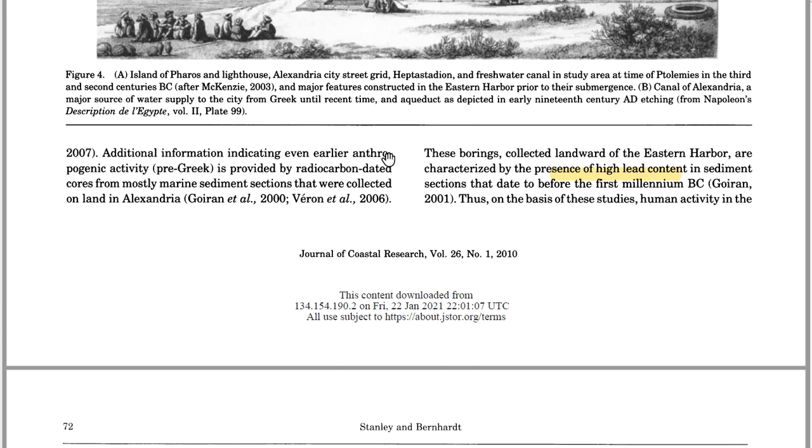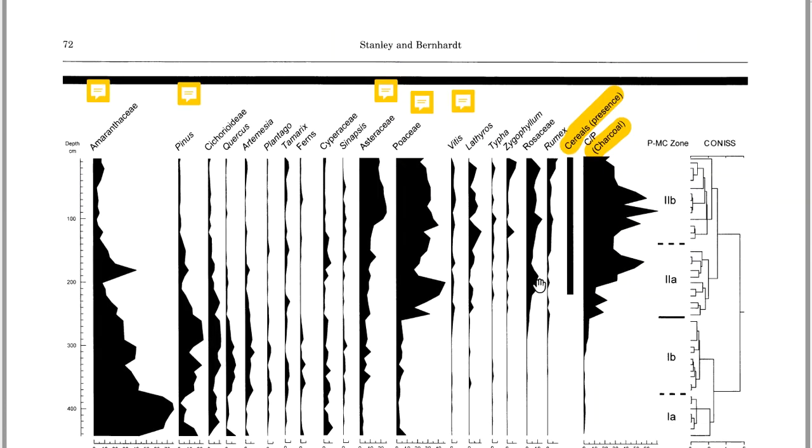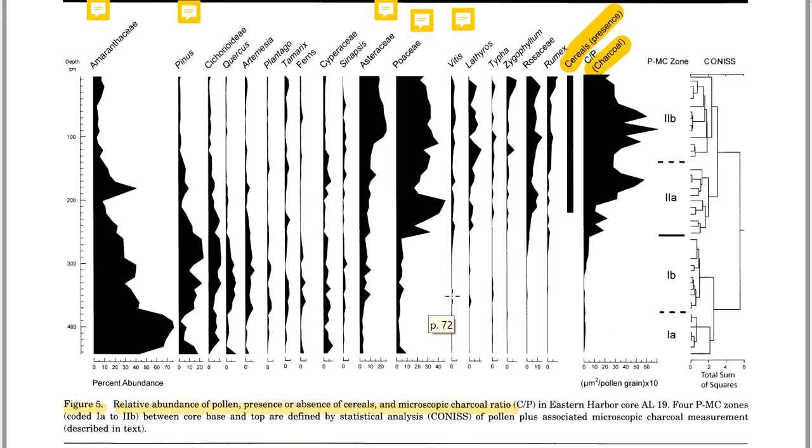And when you think about core samples, you can look at lots of other things too. So for example, you can see high levels of lead content that date to before the first millennium BC. And this could be like natural lead, or it could be people working with that particular metal. Now, here's the important part of what I really want you to understand in terms of the scientific data.